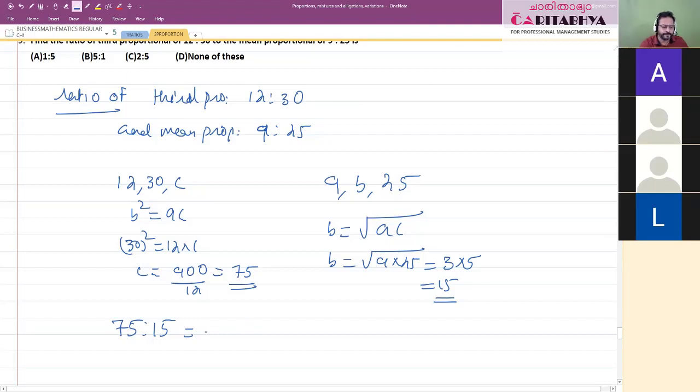ചോയ്സിൽ ഏതായിരിക്കും ആൻസർ? 5:1. സോ ഒത്തിരി പേര് ഇതിനകത്ത് 75:15 വരെ കണ്ടുപിടിച്ചിട്ട് ഓഫീസിൽ എഴുതി വെച്ചിട്ടുണ്ട്. സോ റേഷ്യോ എപ്പോഴും എക്സ്പ്രസ് ചെയ്യുന്നത് എങ്ങനെയാണ്? ഏറ്റവും സിംപ്ലസ്റ്റ് ഫോർമാറ്റിൽ ആണ്. 15 into 5 ആണ് 75. Therefore answer will be 5:1. സോ രണ്ടും കൂടെ മിക്സ് ചെയ്ത് വന്നിരിക്കുന്നു. കണ്ടിന്യൂസ് പ്രൊപ്പോർഷൻ അറിഞ്ഞിരിക്കണം, റേഷ്യോ അറിഞ്ഞിരിക്കണം. റേഷ്യോ ഏറ്റവും സിംപ്ലസ്റ്റ് ഫോമിൽ എക്സ്പ്രസ് ചെയ്താലേ എക്സാക്ട് അക്യുറേറ്റ് ആൻസർ കണ്ടുപിടിക്കാൻ പറ്റൂ.